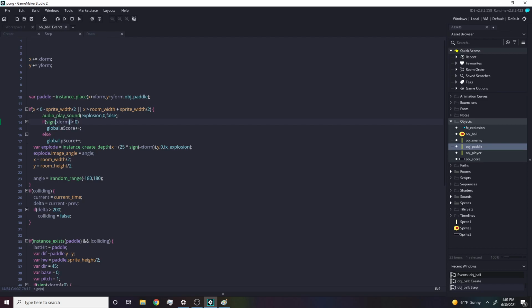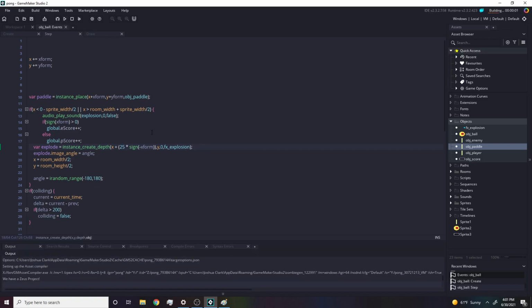So if it's greater than 0, meaning it's going positive, and we're out of bounds, then we're going to give the score, global.escore, which is the enemy score, to the enemy because it's on the right side. Else, we're going to give it to the player, who is on the left side. So it's pscore plus plus, just adding 1. We talked about that in previous videos. And then we're going to create the effect, the FX explosion I made.